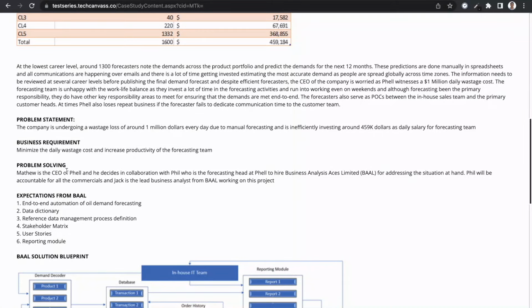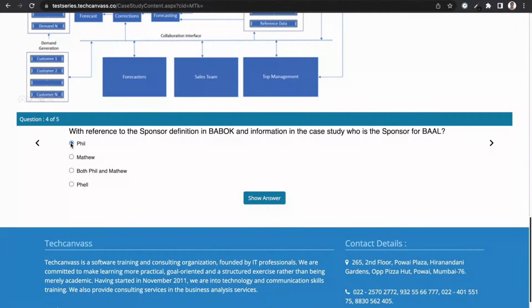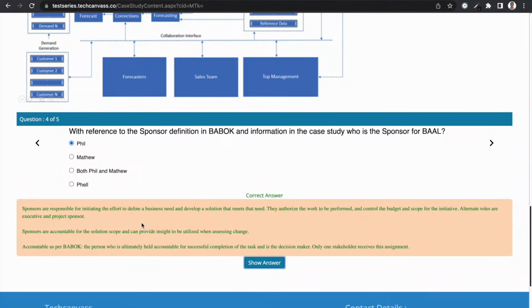It says Matthew is the CEO of Phil and he decides, in collaboration with Phil, who is forecasting head at Phil, to hire Business Analysis Aces Limited, which is the full form of BAAL, for addressing the situation. Phil will be accountable for all the commercials, and Jack is the lead business analyst for BAAL working on this project. So this statement says the person who is accountable for the commercials is the sponsor. We can answer this way as well.